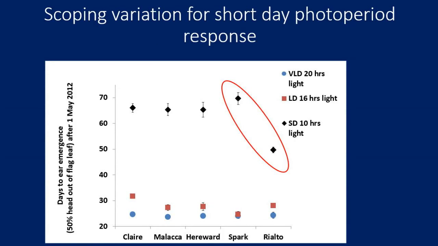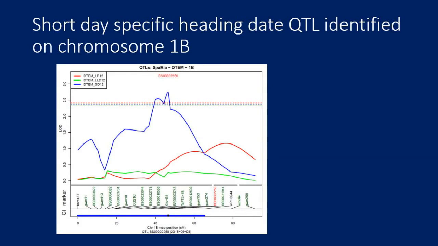So we made crosses with these things. It's become ridiculous how many biparental populations we've made now. So we have tens of thousands of recombinant inbred lines that we dip into to map these things. And in this case, we're looking for a short day specific QTL. So this is the gene that's controlling this thing. And sure enough, we see it on chromosome 1B in a cross between Spark and Rialto. Spark had the normal behavior, Rialto had this not so delayed flowering. A reasonable QTL under short day.